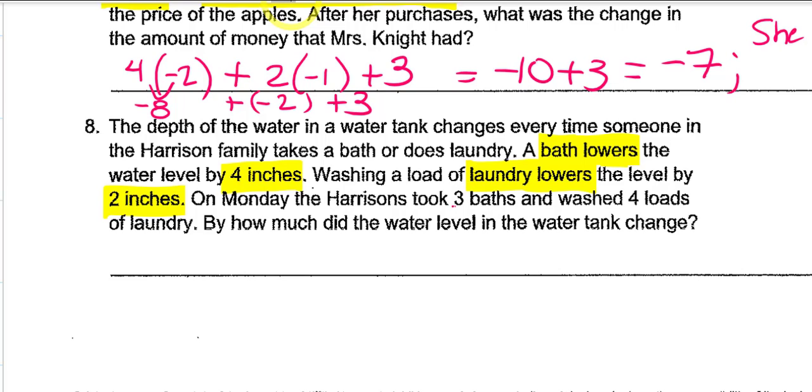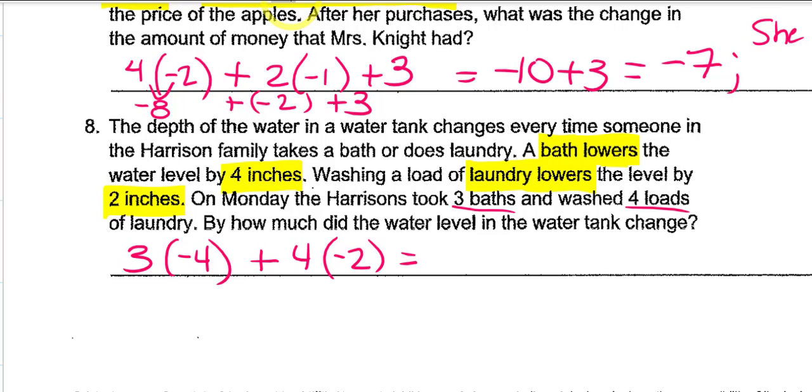Now, they took 3 baths. So the baths, there were 3 of them. Taking a bath isn't negative, but the water gets lowered by 4 inches every time they take a bath. So 3 baths, negative 4. Then laundry was done. So how many loads of laundry? 4 loads of laundry were done. And every time they do laundry, it goes down 2 inches. Okay. And that's all the information that's given. So we can complete it there.